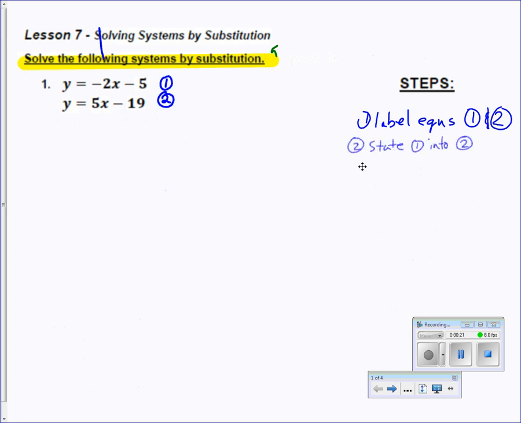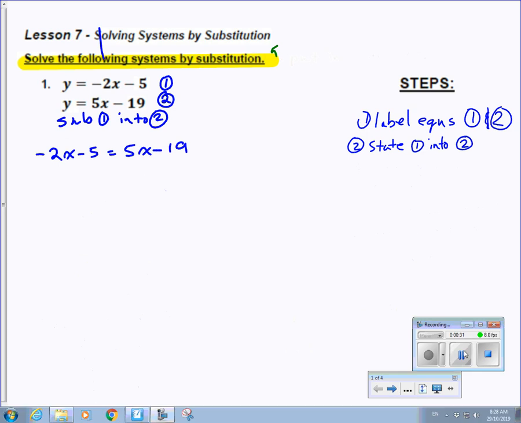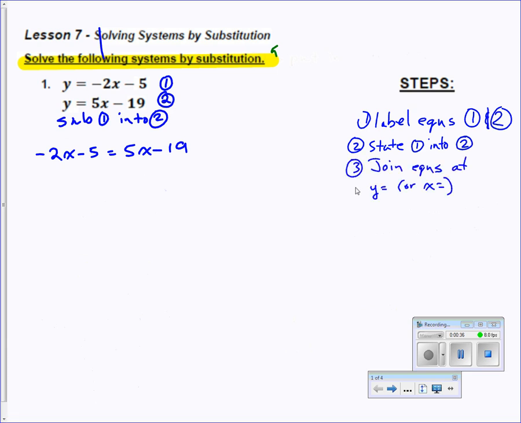Then what you're going to do is state sub 1 into 2. And that means letting this equation equal this equation. So what we have is this. Now when we let them equal each other, first of all, we join the equations at the y equals part. And now we're going to solve for the variable.